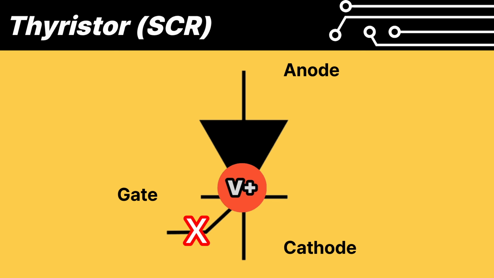This is called latching. Even if you remove the gate power, the current will continue to flow as long as the current between the anode and cathode does not drop below a certain minimum threshold. To stop the current, you must cut off the power to the main circuit.